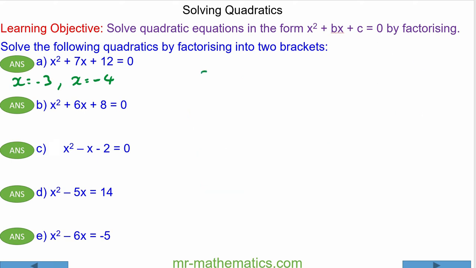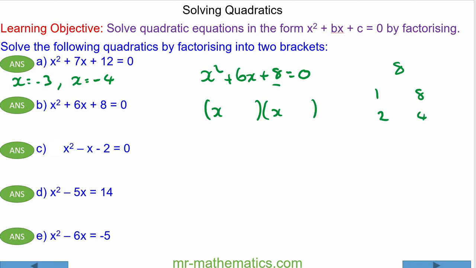For question B, we have x squared plus 6x plus 8 equals 0. So in the two brackets, we have an x term. And we need two numbers that multiply to make the 8. So 1 and 8, 2 and 4. But they must add to make the 6. So we have x add 2 and x add 4.